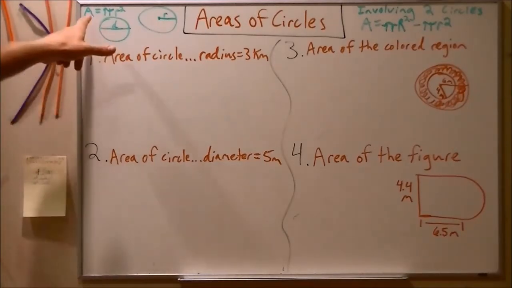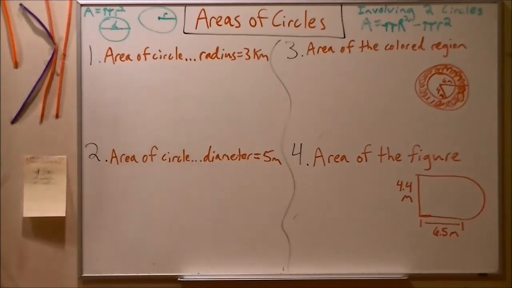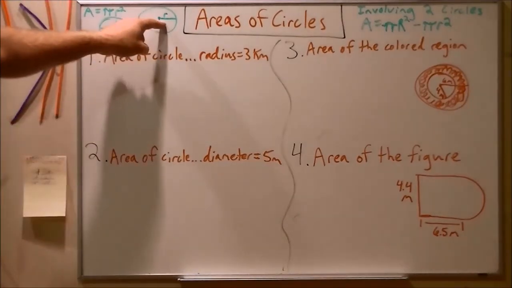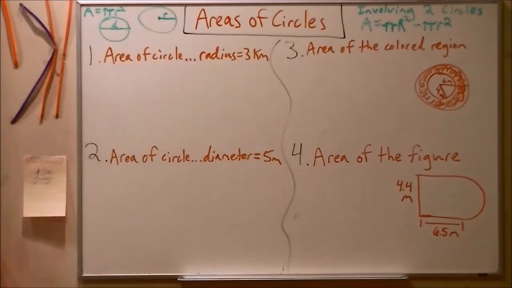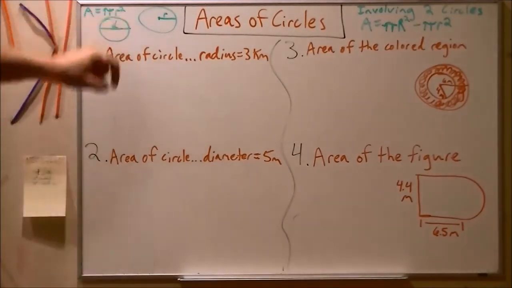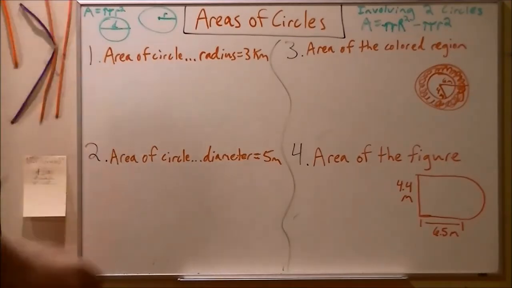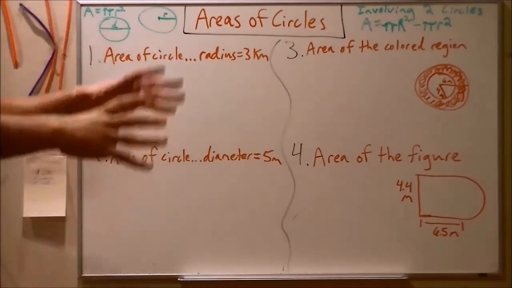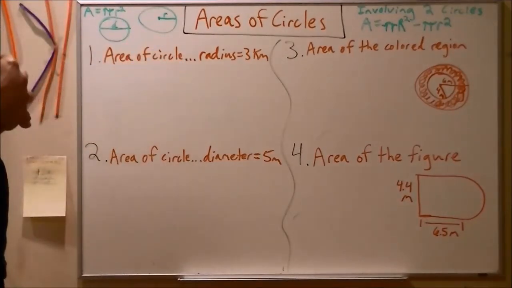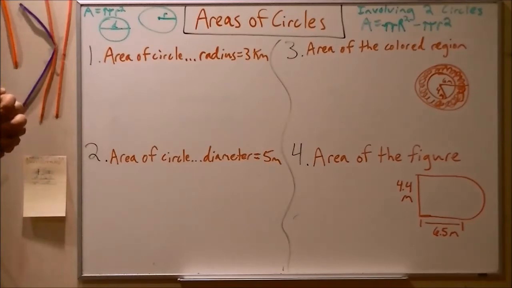Okay, so A equals pi, or 3.14 every time, times the radius, which is only half of the distance across. But this is important. That's not times 2, that's squared. The radius times itself times pi always gives you the area of that circle, no matter what that circle is, how large or how small.